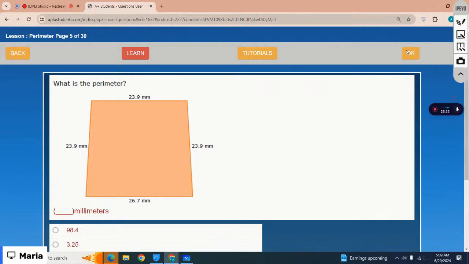What is the perimeter? Let me just add all the side lengths, right? 23.9 plus 23.9 plus 23.9 plus 26.7. So option number 1 is the correct option, right? That is 98.4 is the correct option. Got it?